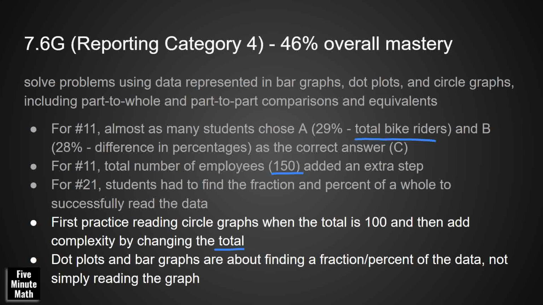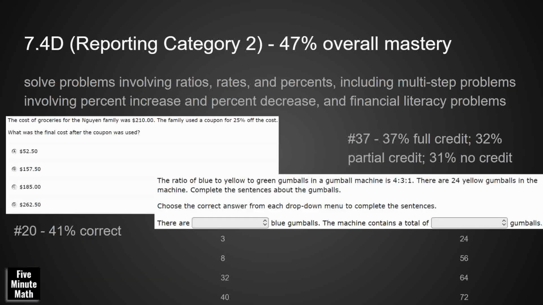So we need to make sure our students are familiar with that, because in 6th grade, they spend a lot of time with summarizing categorical and numerical data with mean, median, mode, and all of that. For 7.4D, we're doing a little bit better, 47% overall mastery. We're solving problems involving ratios, rates, and percents.